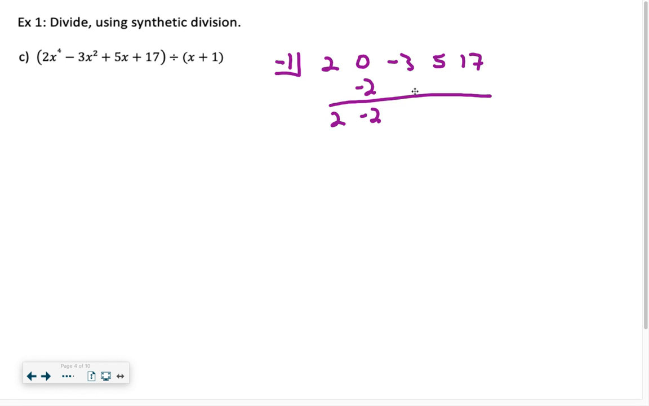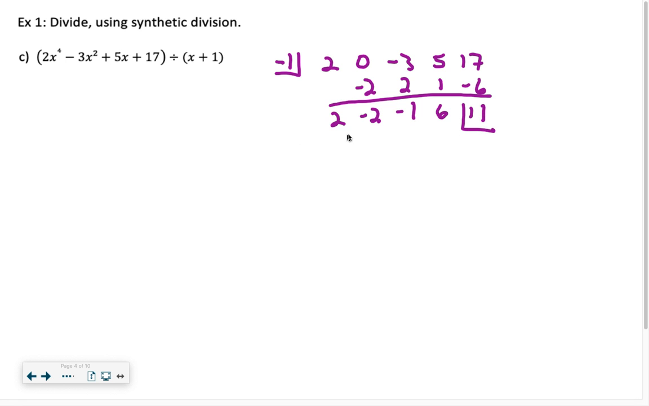-2 times -1 would be +2. -3 plus 2 would be -1. -1 times -1 would be 1. 5 plus 1 is 6. 6 times -1 is -6. And 17 plus -6 would be 11.